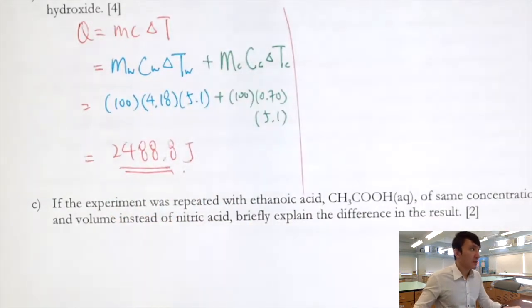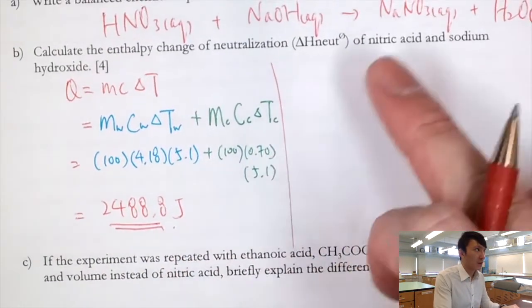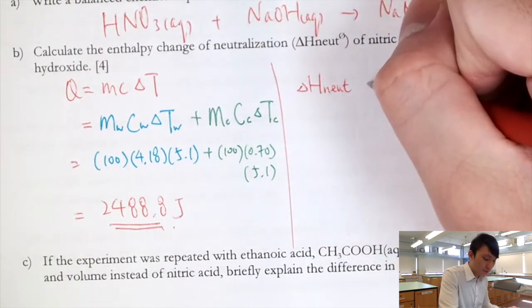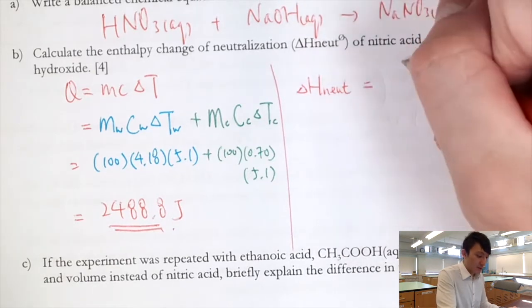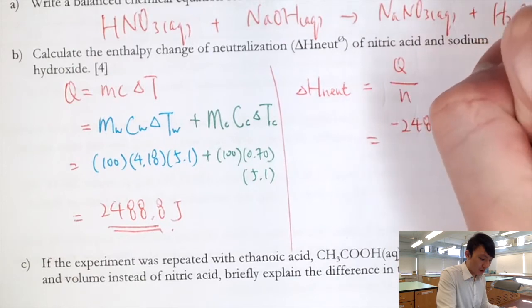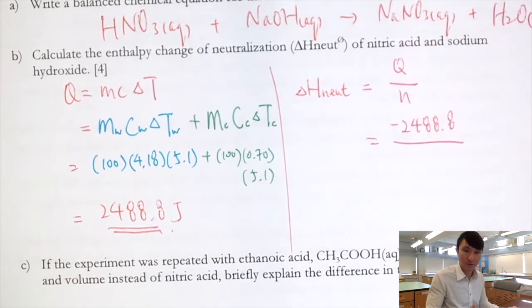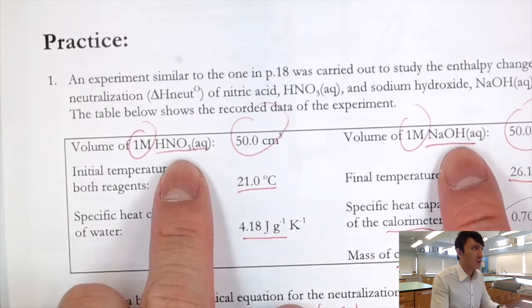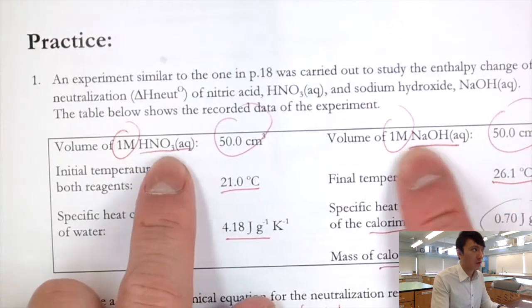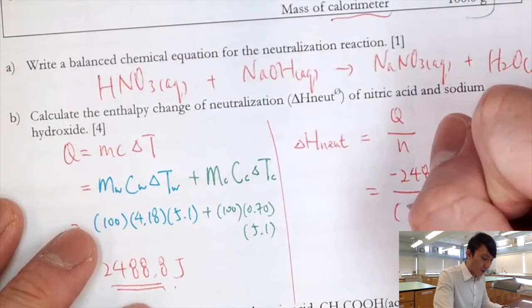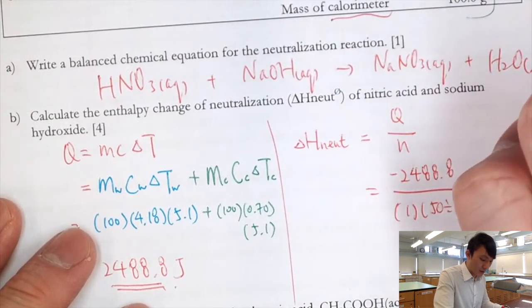Okay, then after we get this one, then we have to look at the delta H, okay? So here, Q over n, then we have the heat change divided by the number of moles. And the number of moles, because they should be a 1-to-1 mole ratio, and the concentration and volume are the same, so you can just choose one of them. We can have 1 times 50 divided by 1000.